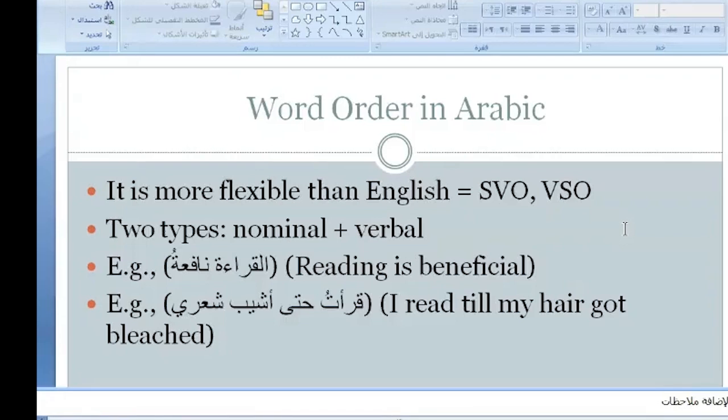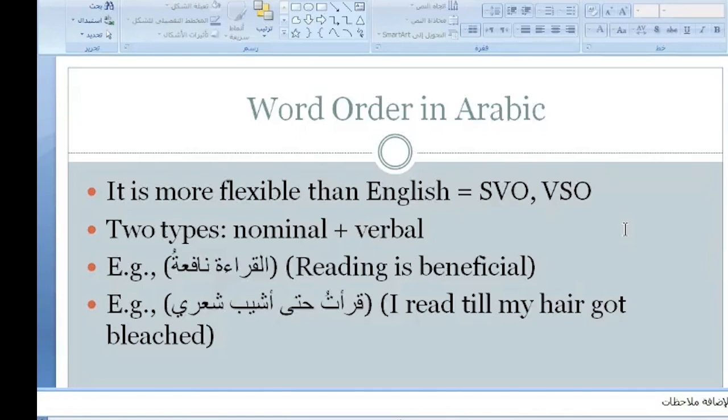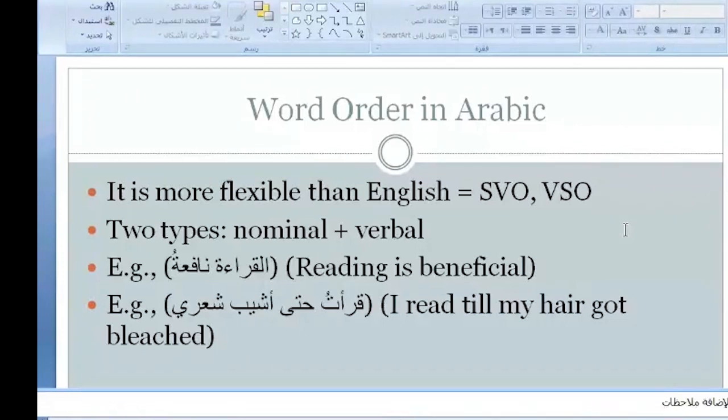Out of this, من خلال هذا الكلام, out of this, the result is we have two types. عندنا نوعين. We have two types, a nominal clause, جملة اسمية, plus a verbal clause, جملة فعلية. A nominal starts with the noun or a pronoun. A verbal, it starts with the verb. As simple as this. ببساطة هكذا.